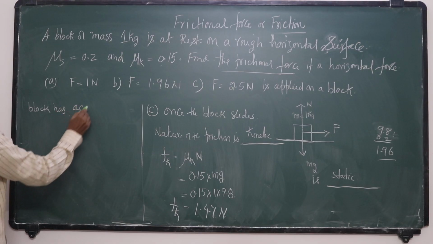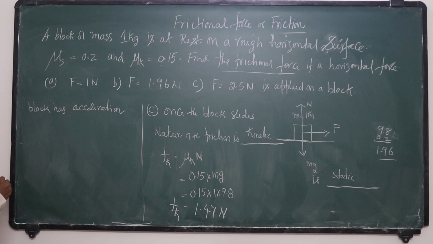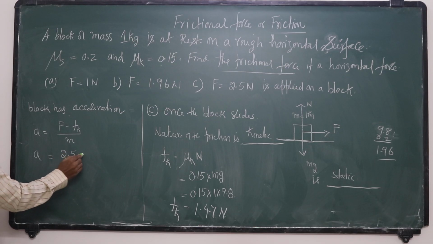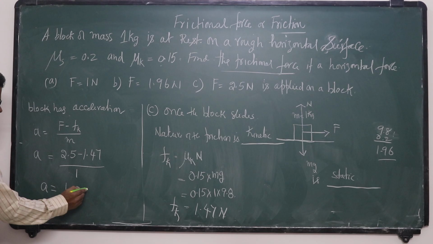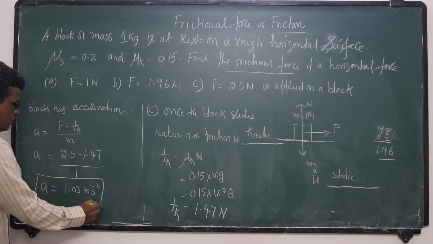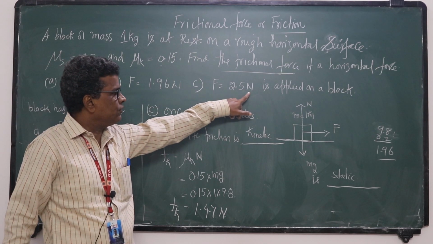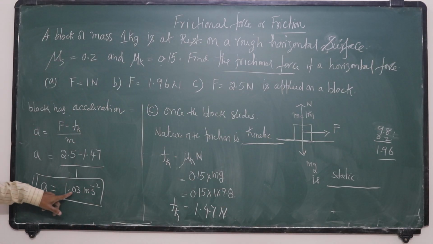In the third case the block has acceleration. So what is that acceleration? a is equal to the applied force minus the kinetic frictional force, divided by mass. The applied force is 2.5 newtons minus 1.47, divided by 1 kg. So 2.5 minus 1.47, how much do you get? 1.03. The unit is meter second to the power minus 2. So when the applied force is 2.5 newtons, the block slides and has acceleration 1.03 meter second to the power minus 2.